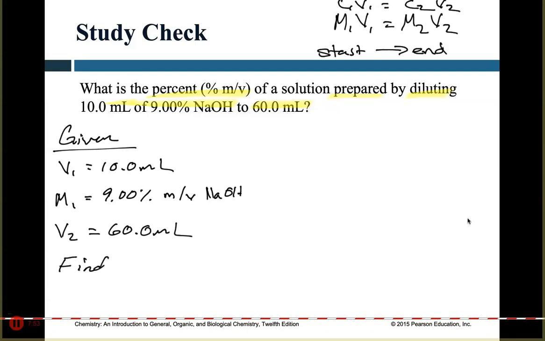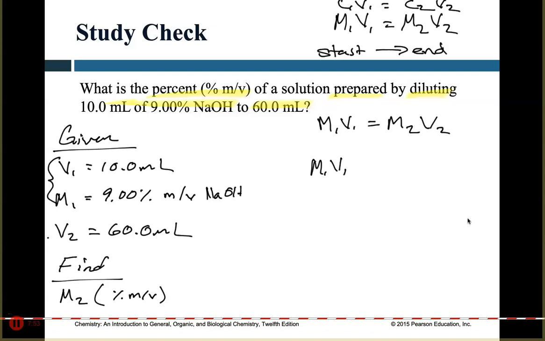So I'm asking, what is going to be the concentration of that solution in units of percent mass per volume when V1 and M1, this solution here, has been diluted to this final volume V2. So we have our M1V1 equals M2V2. I'm solving for M2 now, so divide both sides by V2. So I can solve directly for M2.